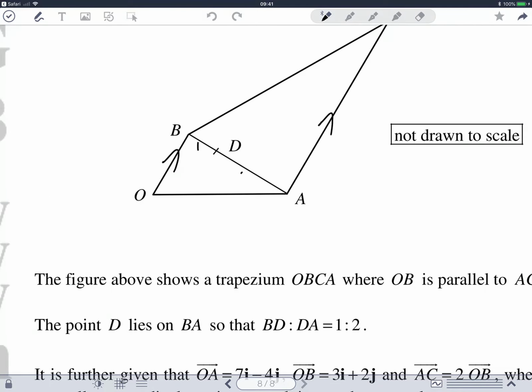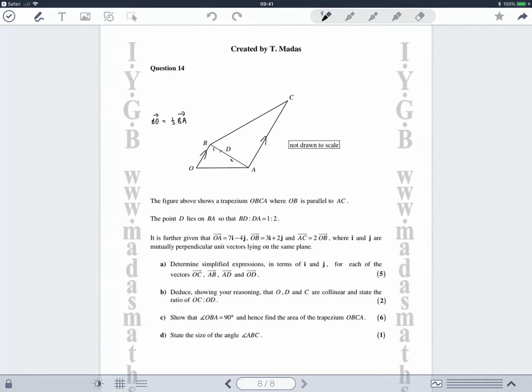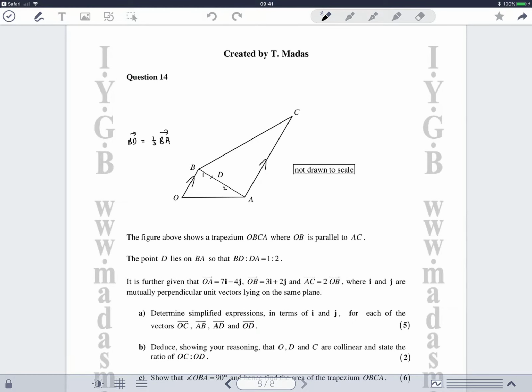Right, so for every one of that, there's two of those. That means BD equals 1/3 of BA. Right, because it's a third of the way along. It's further given that OA is 7i minus 4j, OB is 3i plus 2j, AC is 2 lots of OB, where i and j are mutually perpendicular unit vectors lying on the same plane. Determine simplified expressions in terms of i and j for each of the following vectors: OC, AB, AD, and OD.